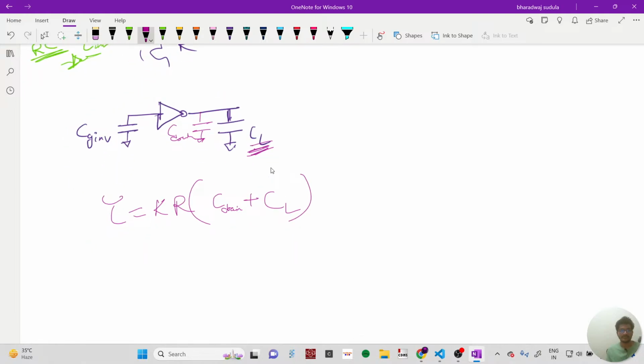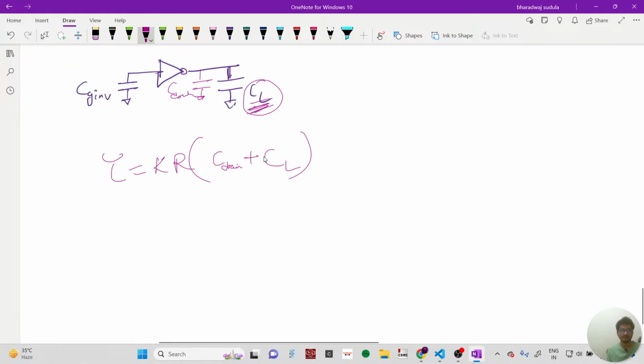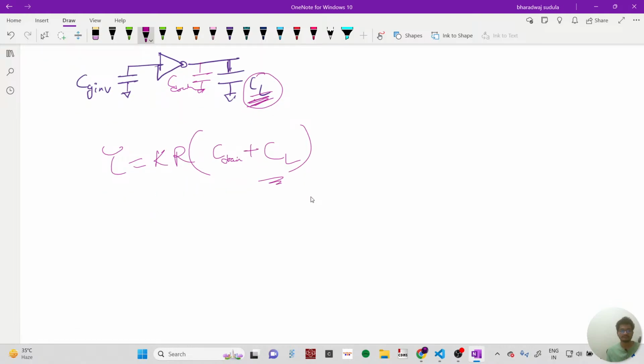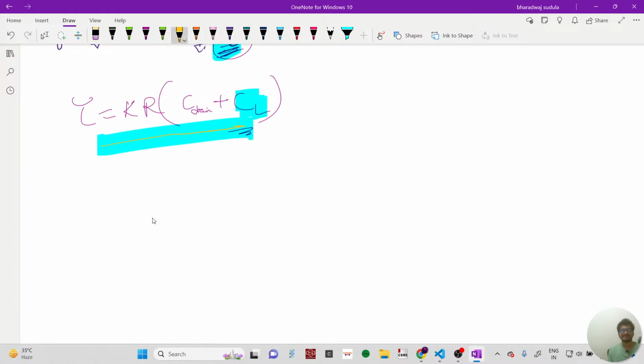What if I load this inverter with a capacitor? So this is the equation. There is only one extra load cap. Include this in the expression, and we'll get the delay. That's correct. It's so straightforward, there's nothing complicated in that. Just leave it here itself.